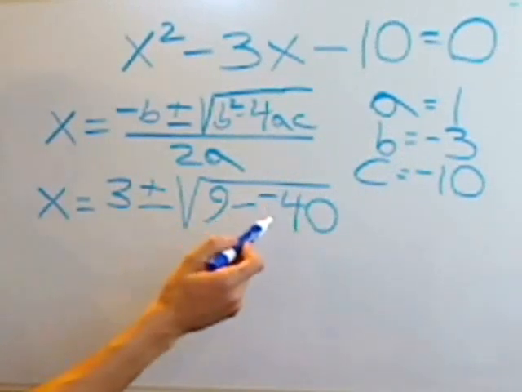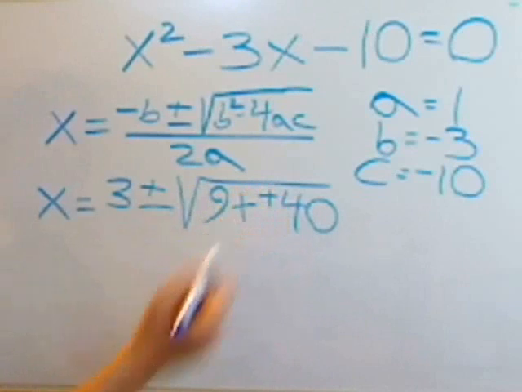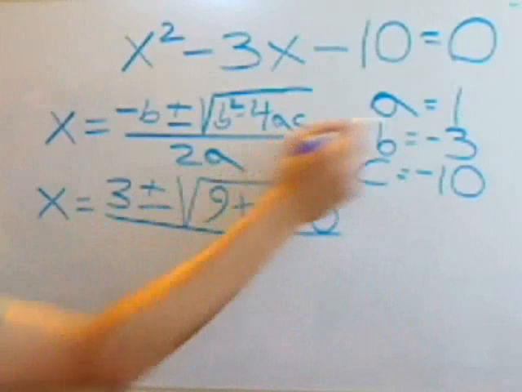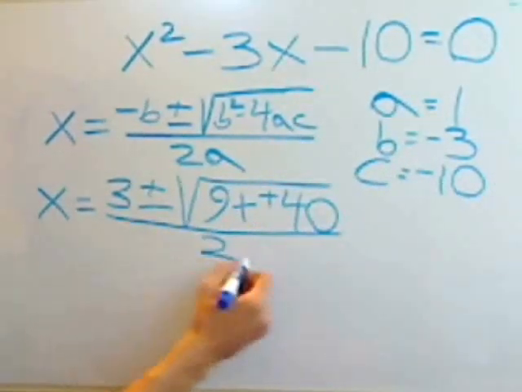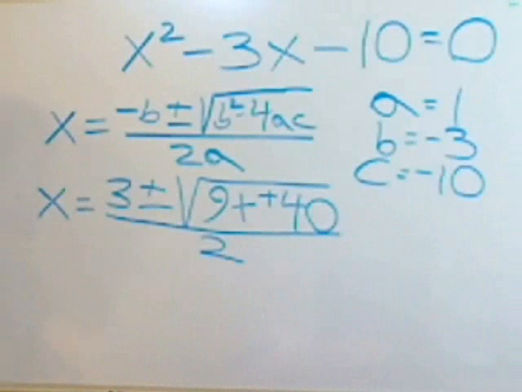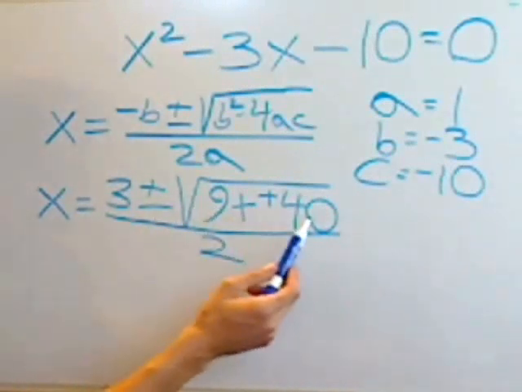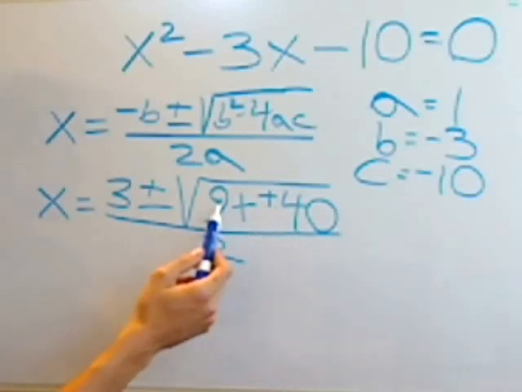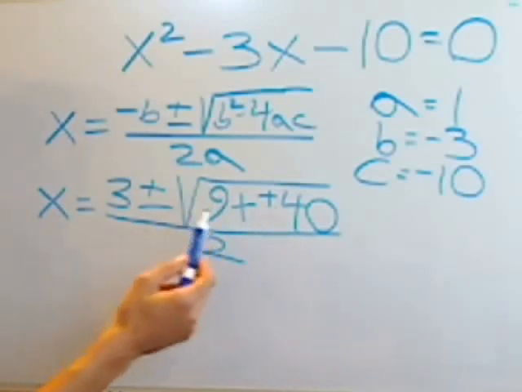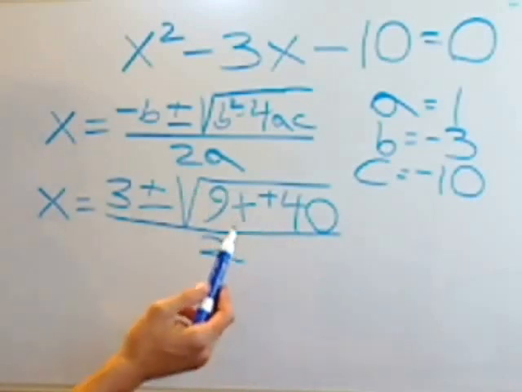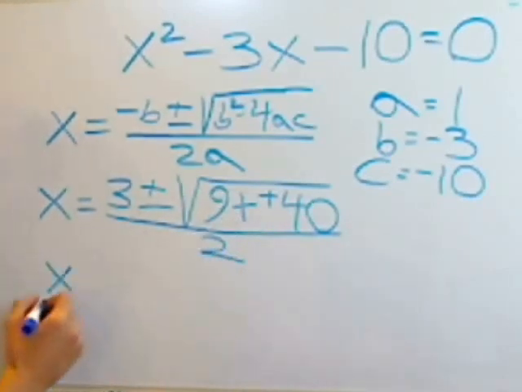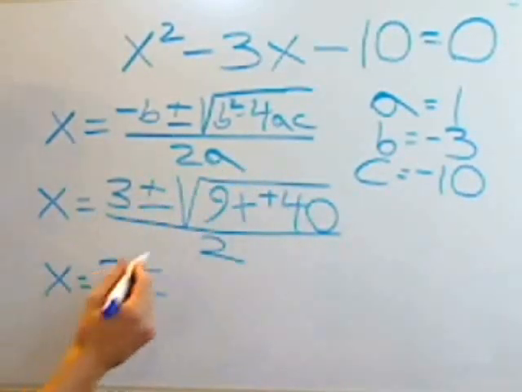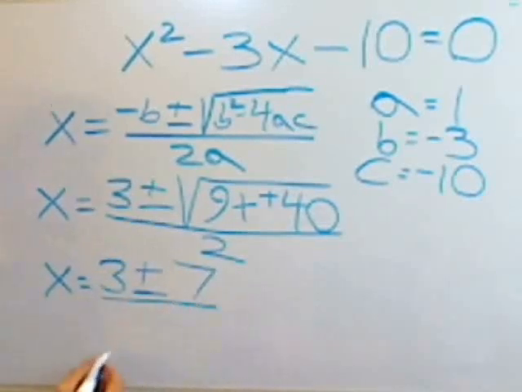And whenever we have a minus of a negative thing, that basically just becomes a plus. Okay? All of that divided by our 2a. So 2a is 2. Okay, so looking at our stuff in here, we have a 9 and a 40. 9 plus 40 is 49. And if you just put it on your calculator, 49, take the square root of that, it's 7. So we're left now with x equals 3 plus or minus the square root of 49, which is 7, divided by 2.